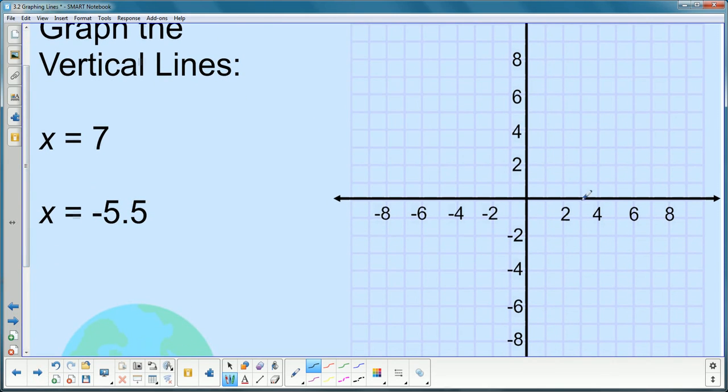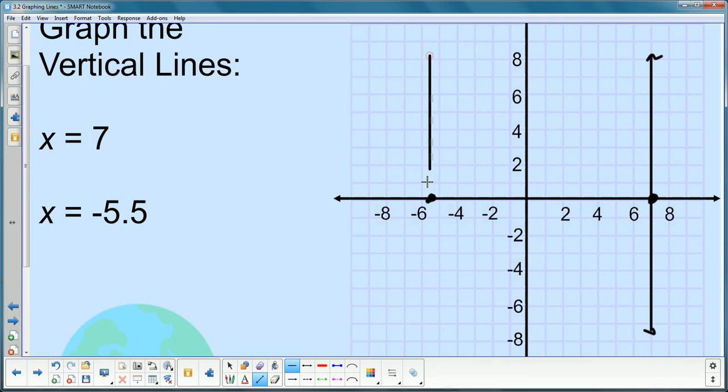So x equals 7, I go out to where x equals 7, I put a point, and then I'm going to have just a vertical line, just like that, down through that point, and arrows on the end. x is negative 5.5, so I go in between negative 5 and negative 6, put a point, and finally I am going to draw a line straight down through there, a vertical line, remember, and arrows on both ends.